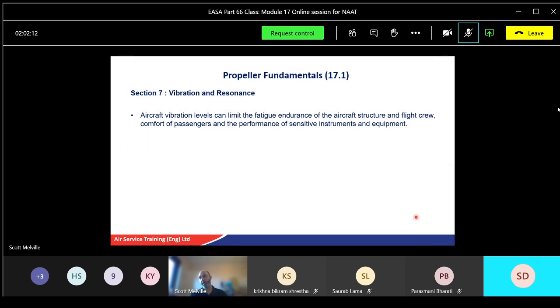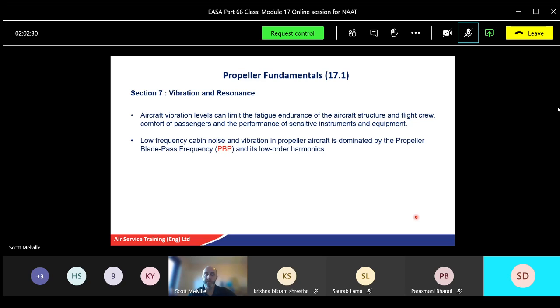Aircraft vibration limits can limit the fatigue endurance of the aircraft. Again, that will reduce the amount of hours that the aircraft can fly, and also affects the comfort of the passengers. If your aircraft is jumping all over the place and the passengers in their seats are all bouncing about, well, it's not a very pleasant flight, is it? Again, it can damage instruments and other bits and pieces.